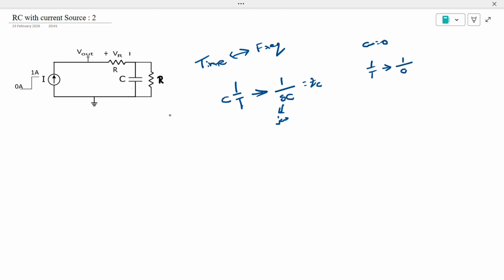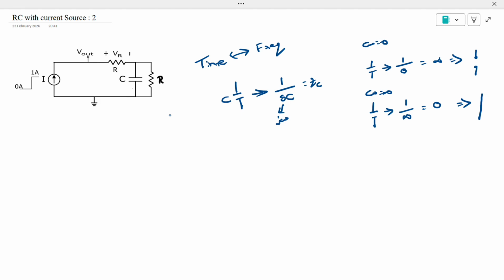Capacitor impedance can be 1 by SC. 1 by 0 into C is 0, it is infinite. So for omega is equal to 0, the capacitor will act as infinite impedance, which means open circuit. For omega is equal to infinite, for high frequency, capacitor's impedance will be 1 by infinite. That can be 0. So it will be acting as short circuit. What this implies? This implies for low frequencies, capacitor is open circuited, and for higher frequencies, capacitor is short circuit.